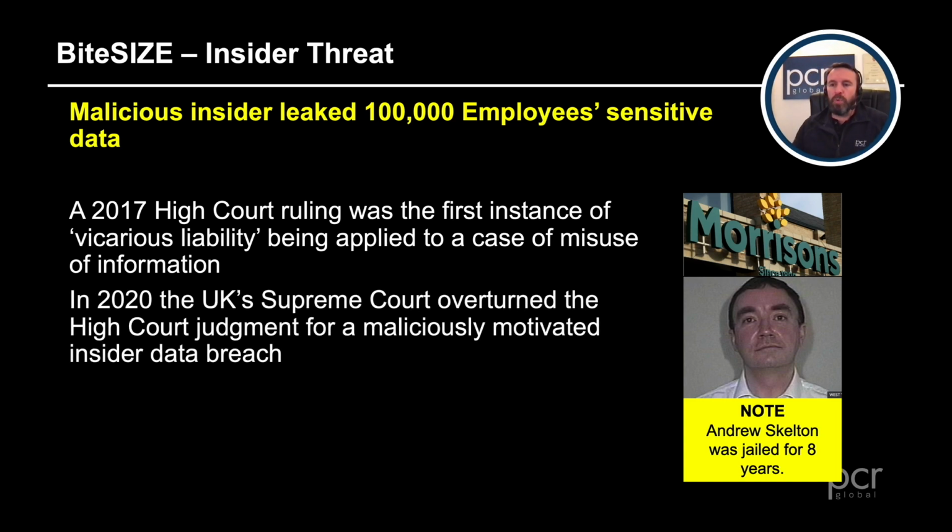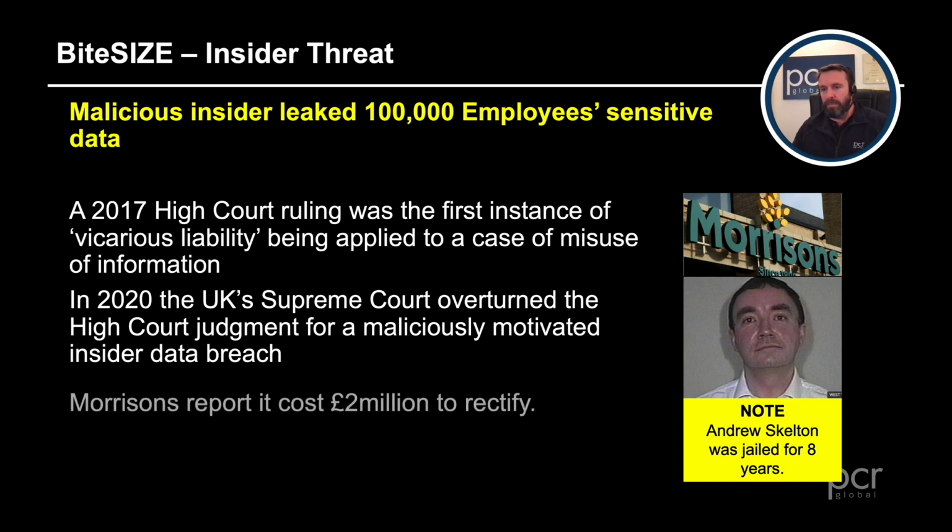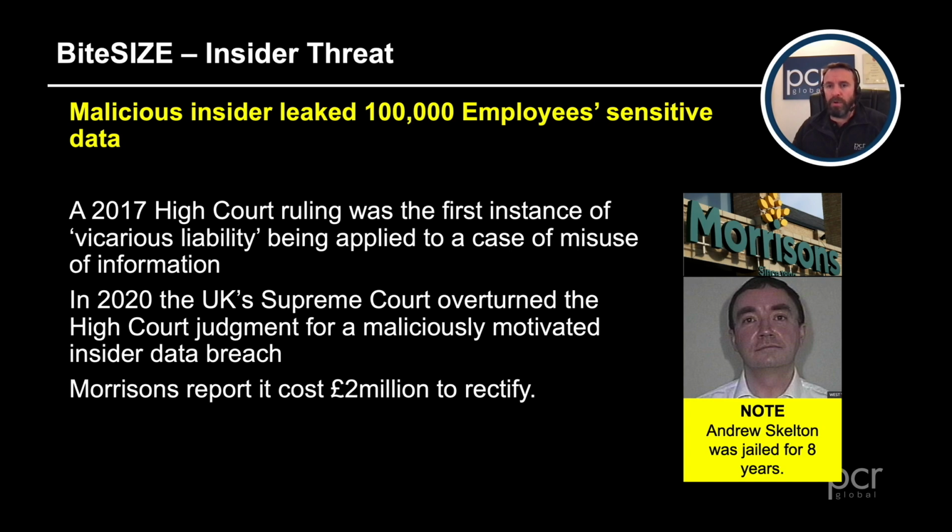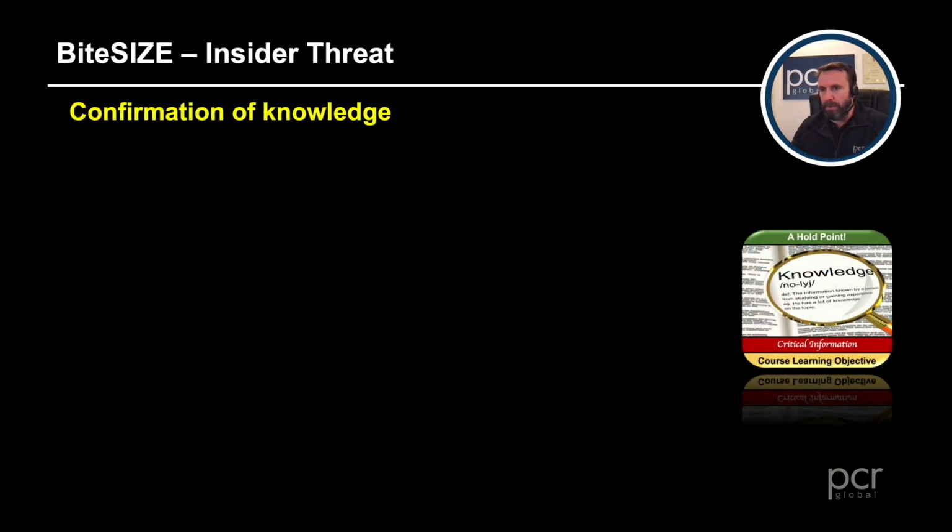However, in 2020, after a major appeal, the UK Supreme Court overturned the High Court judgment for a maliciously motivated insider data breach. Even though that did get overturned, it cost Morrisons £2 million to rectify, or so they say. So it's worthy of remembering that case.